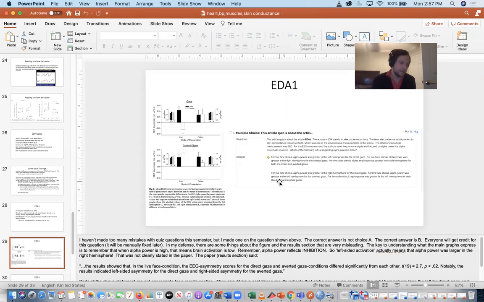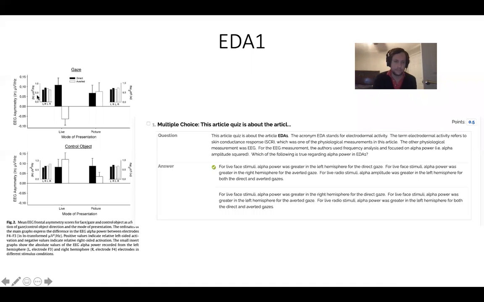In my defense, this article was definitely, I would say, misleading about some things. And I don't want to go into it too much. I've explained what was misleading about the article down here. Maybe I should talk a tiny bit about the figure. So they talk about right here, the ordinates on the main graph.